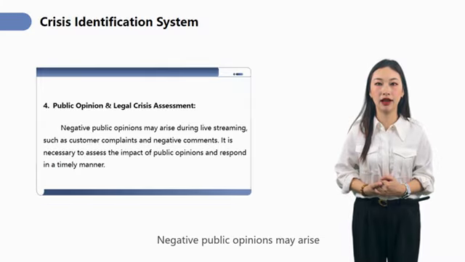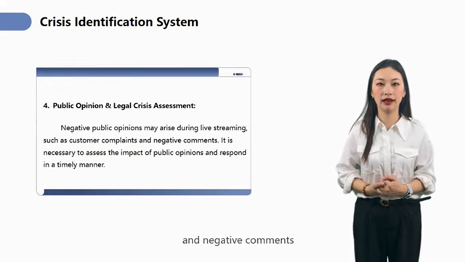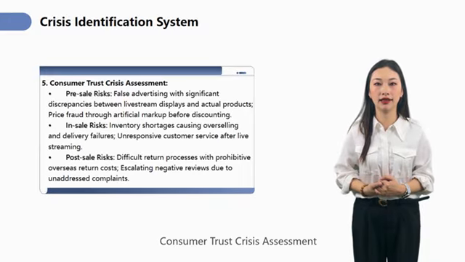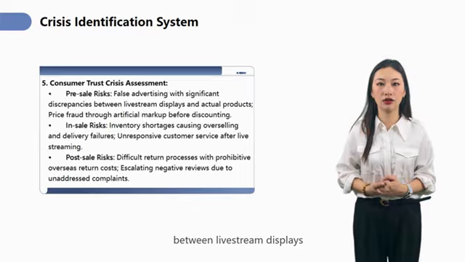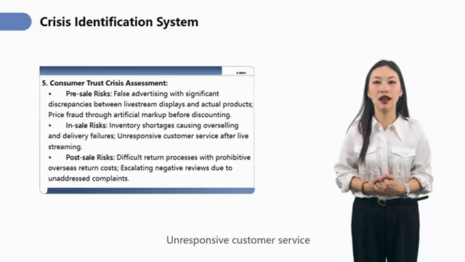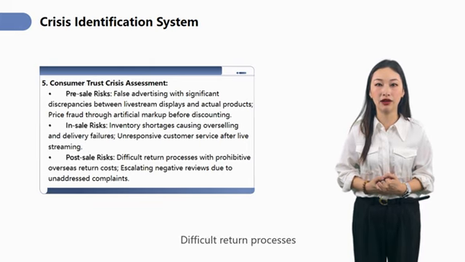Public opinion and legal crisis assessment. Negative public opinions may arise during live streaming, such as customer complaints and negative comments. It is necessary to assess the impact of public opinions and respond in a timely manner. Consumer trust crisis assessment. Pre-sale risks. False advertising with significant discrepancies between live stream displays and actual products. Price fraud through artificial markup before discounting. In-sale risks. Inventory shortages causing overselling and delivery failures. Unresponsive customer service after live streaming. Post-sale risks. Difficult return processes with prohibitive overseas return costs. Escalating negative reviews due to unaddressed complaints.